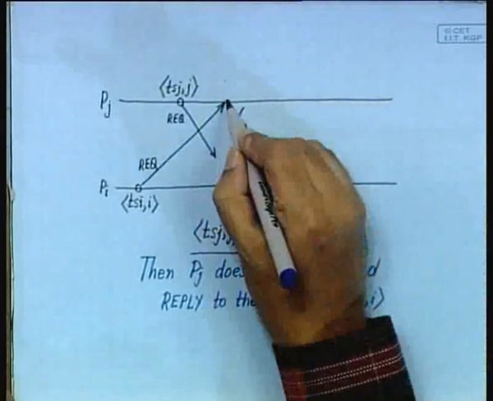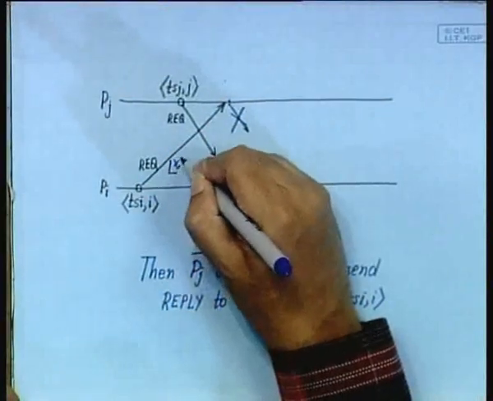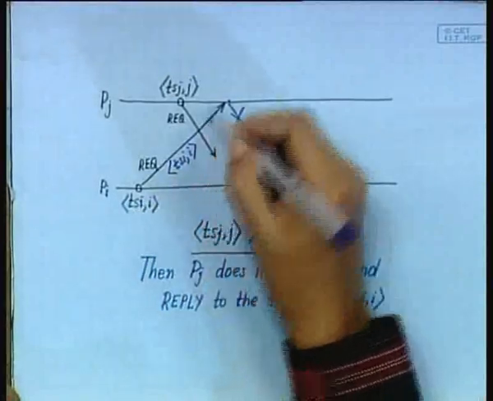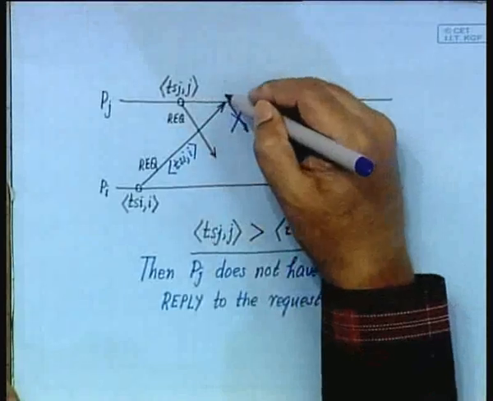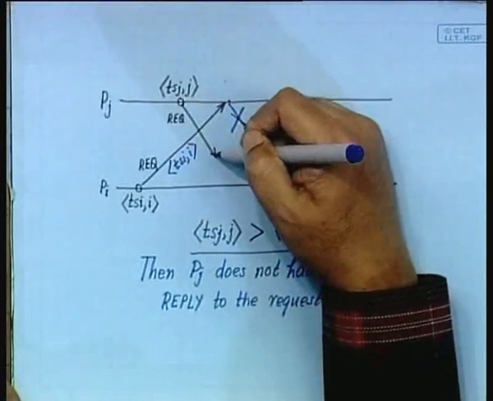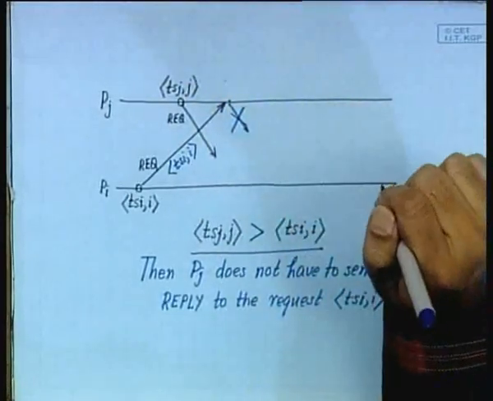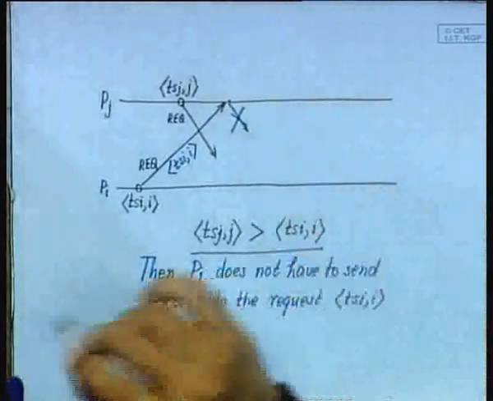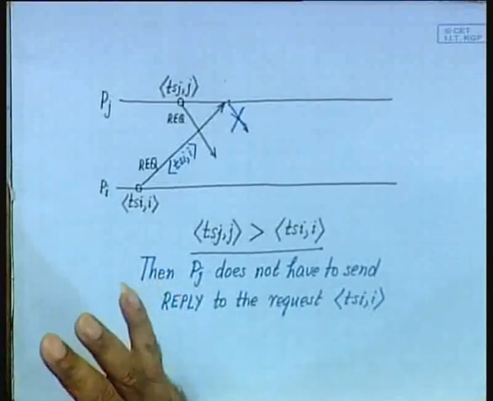So, that reply which it is normally supposed to send, it will not send. At this point of time it has the request TSi because that is time stamped on this. The message has this timestamp and TSj is this timestamp. Now, it knows that it has already sent a message having higher timestamp to Pi. So, why send the reply again? So, it will not send the reply. This is a simple improvement over Lamport's algorithm in which we save some messages.